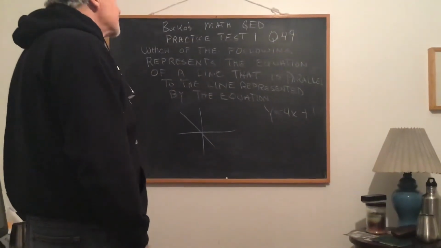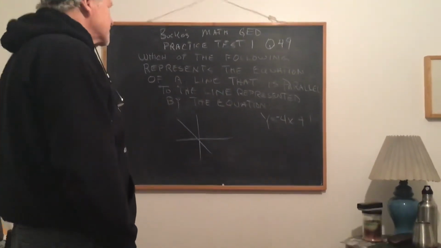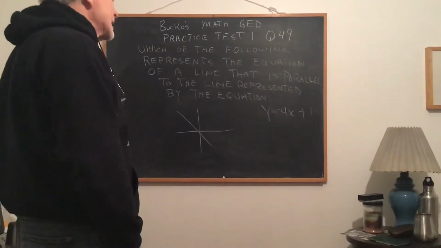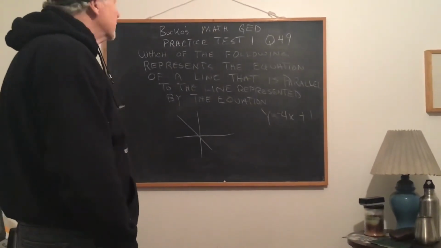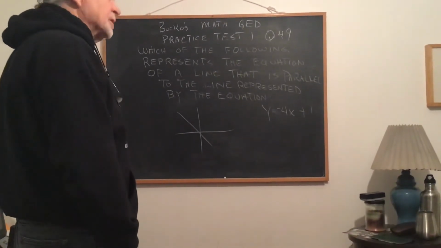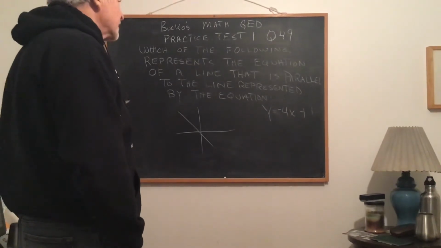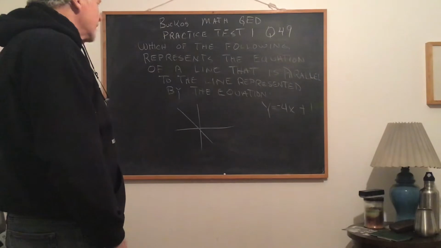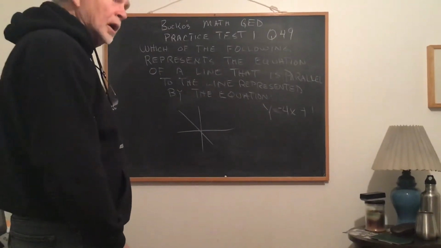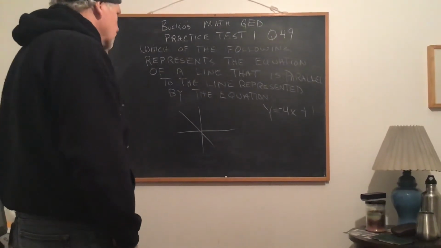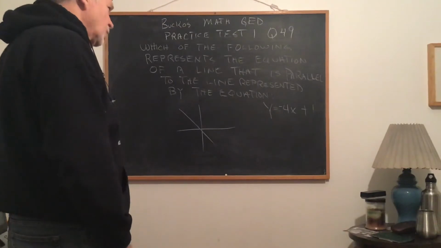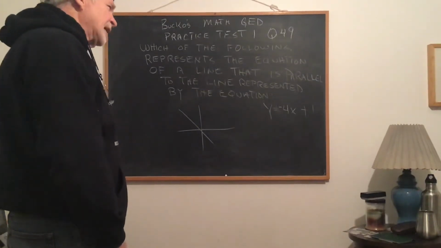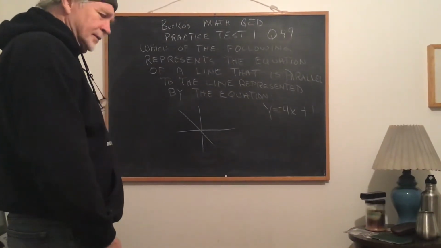All right, this is Buckos GED practice test 1, question number 49. It has to do with slope and intercept. Well, not so much intercept, but slope and the equation of a line. Which of the following represents the equation of a line that is parallel to the line represented by the equation y equals negative 4x plus 1?